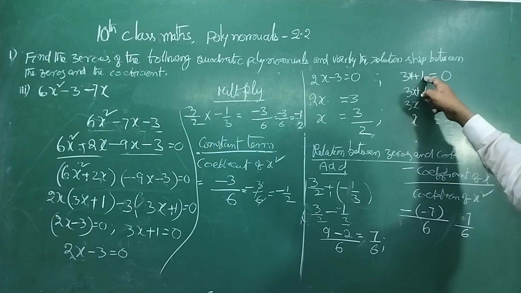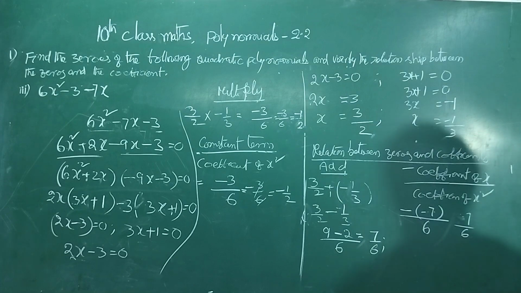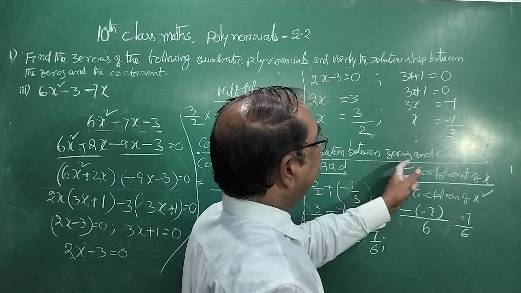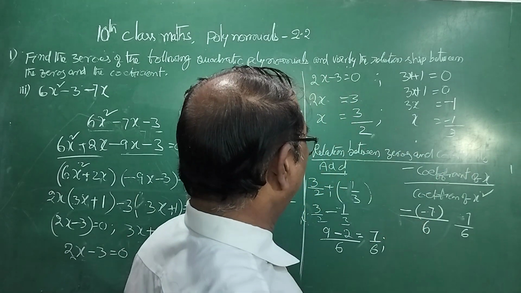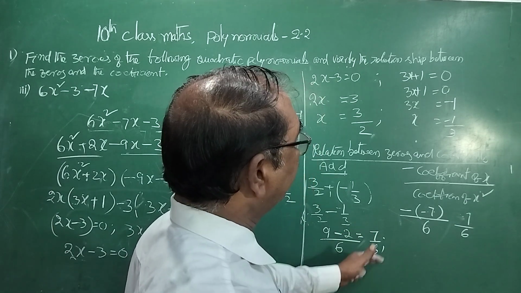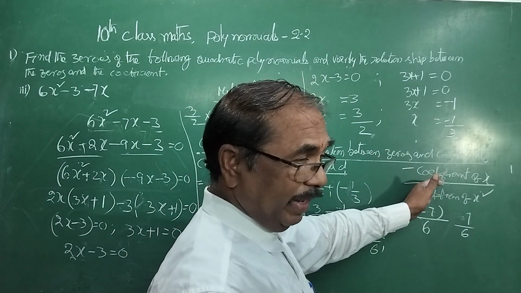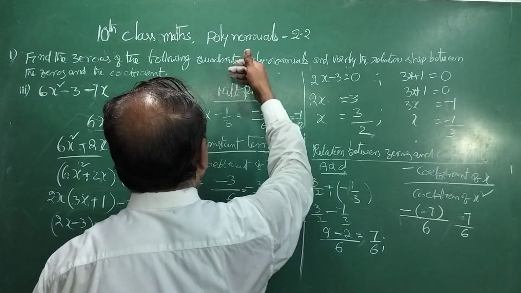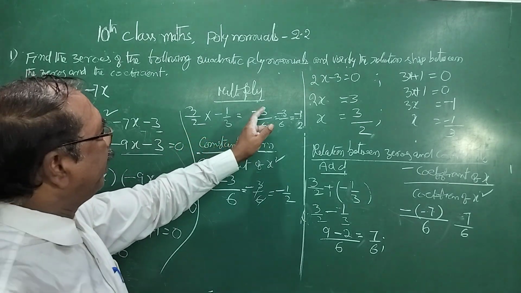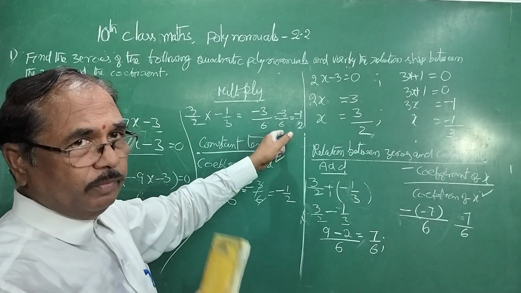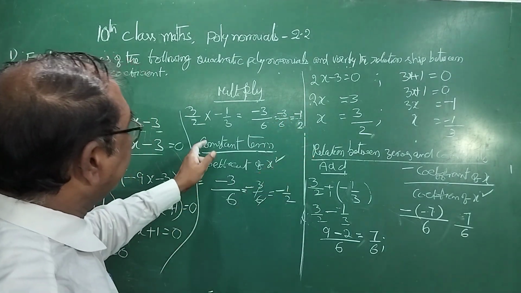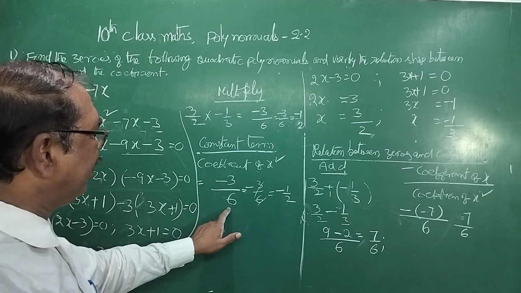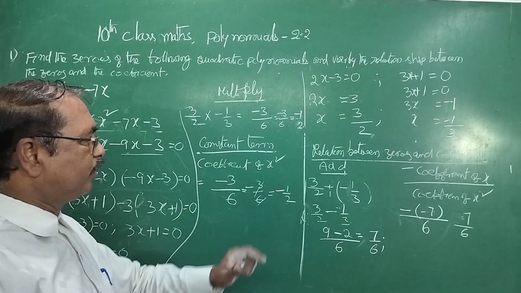In the same way, 3x plus 1 means x is equal to minus 1 by 3. These are the zeros we found. Here is the relationship between zeros and coefficients. Coefficient formula when we add: we got 7 by 6. When we wrote the formula for the addition we got 7 by 6. In both ways it is correct. Here, multiplication: when we multiply the two zeros we got minus 3 by 6, when simplified minus 1 by 2. Here the formula is constant term by coefficient of x square. Here also we wrote minus 3 by 6, which simplified is equal to minus 1 by 2.